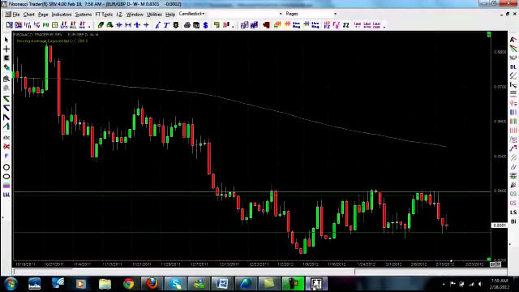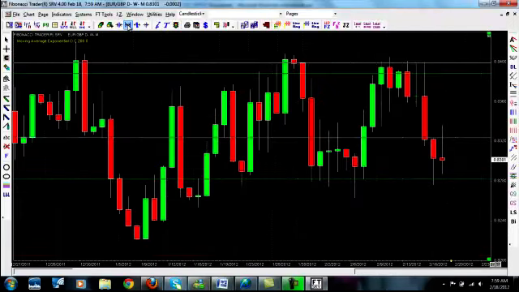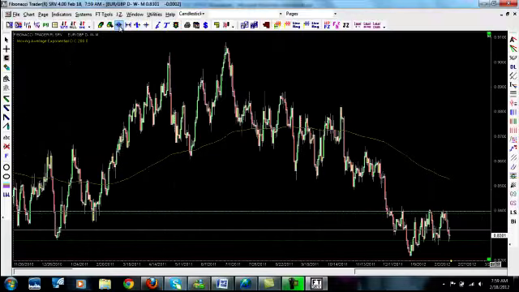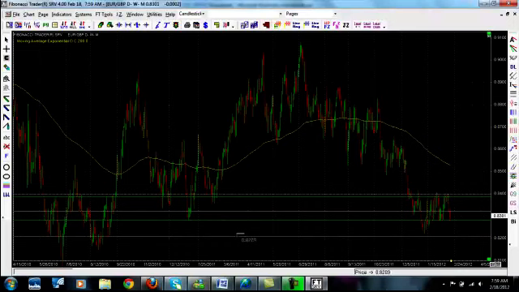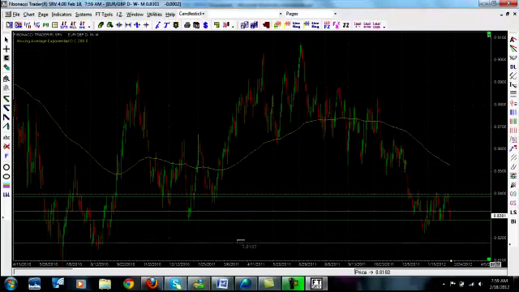81.73 is the stop. Okay, 81.73, which is right around, it's off this chart. It's way under here. Let me see if I can zoom this up a little bit. Oops, wrong way. Okay, so 81.73 is where my stop is, right there.